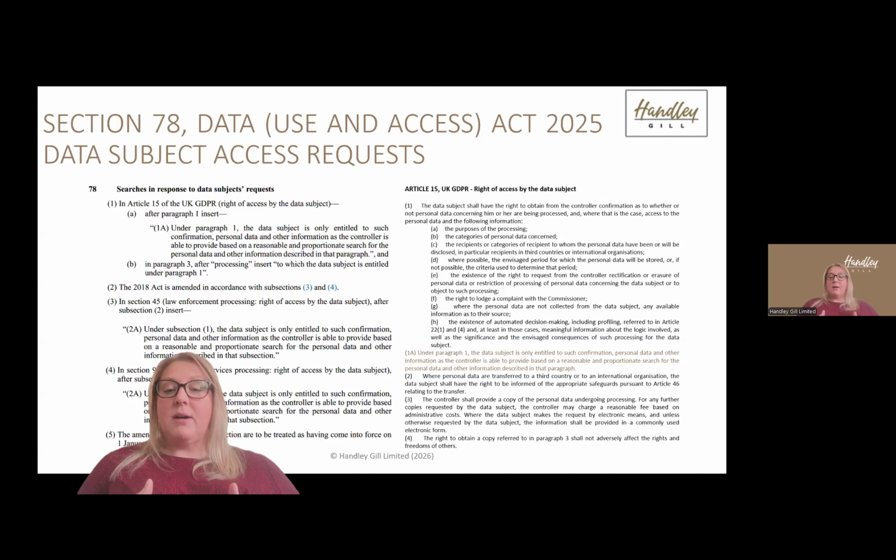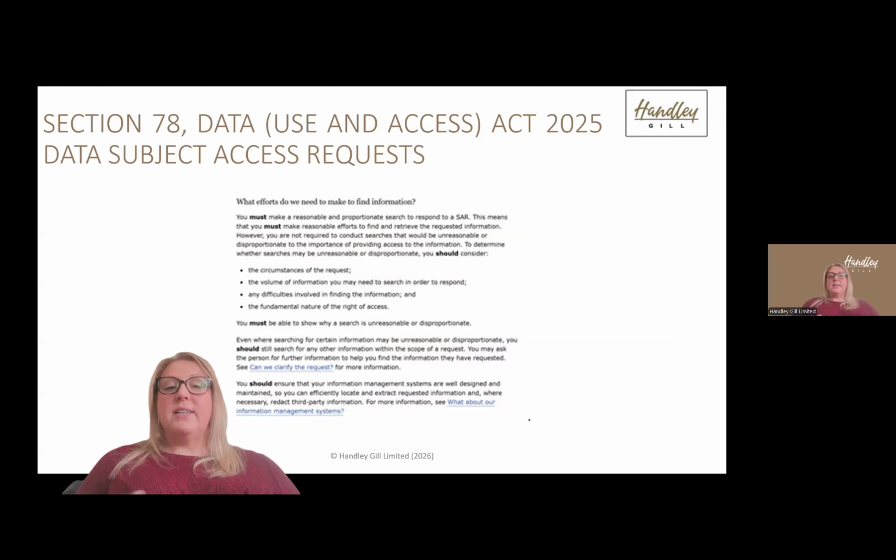The government took the opportunity of the Act to codify that and implement the provision, which is now Article 15(1)(a) of the UK GDPR, and provides that the data subject is only entitled, in the context of a right of access request, a subject access request, to such confirmation, personal data and other information as the controller is able to provide based on a reasonable and proportionate search for the personal data and other information described in that paragraph. So that's the information you have to provide around any third parties, for example, to whom you may have disclosed data, sources of data, those kinds of things.